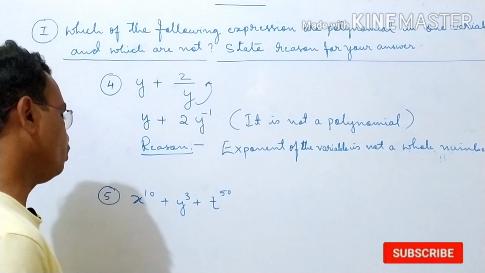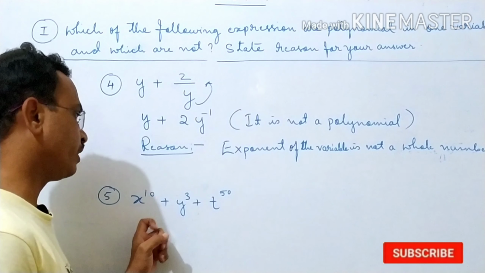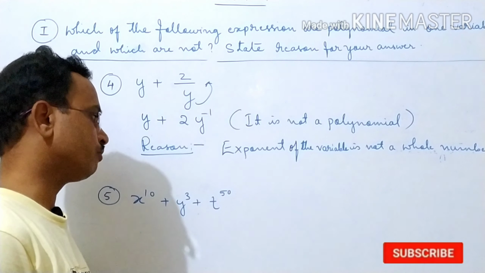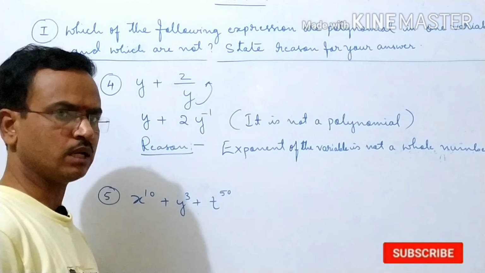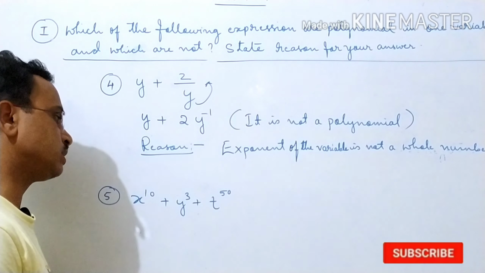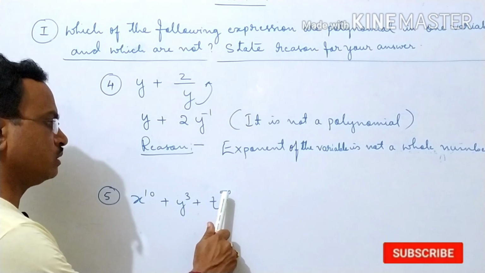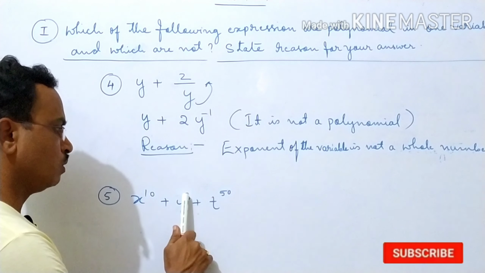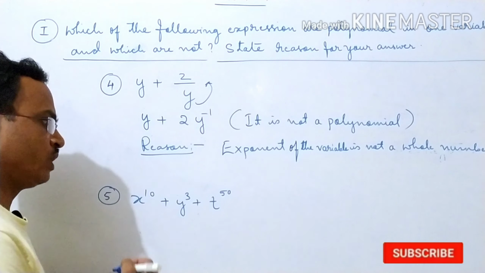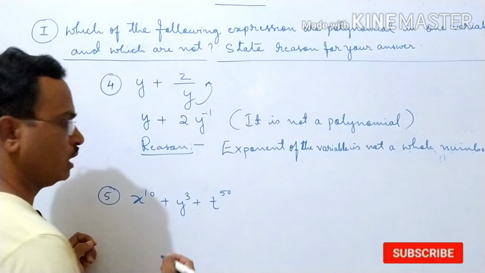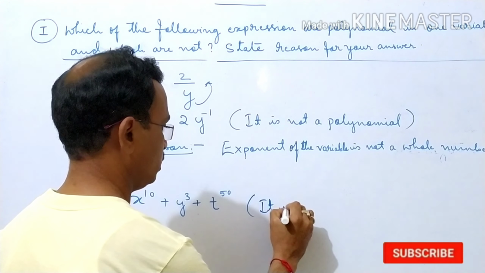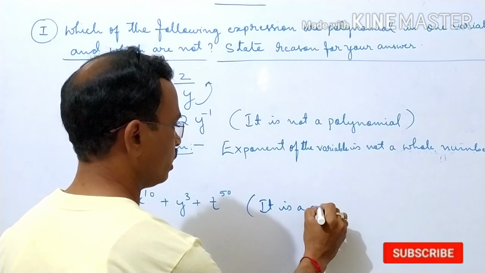Question number 5. x to the power of 10 plus y to the power of 3 plus t to the power of 50. In this algebraic expression it has three variables. The variables' powers are all positive numbers. So we can say it is a polynomial.